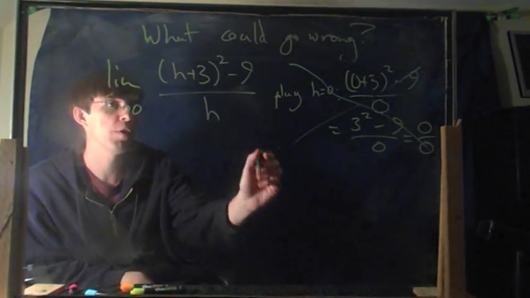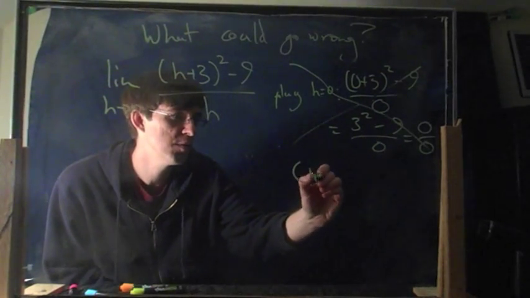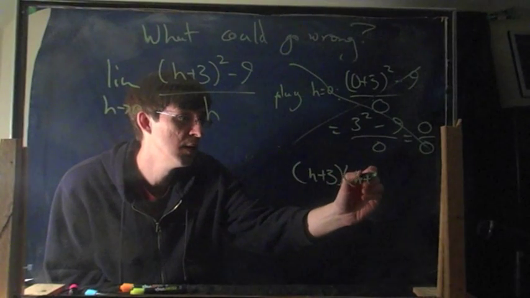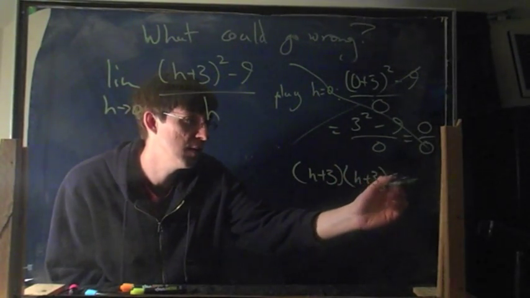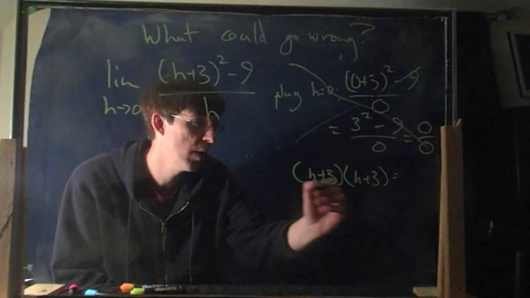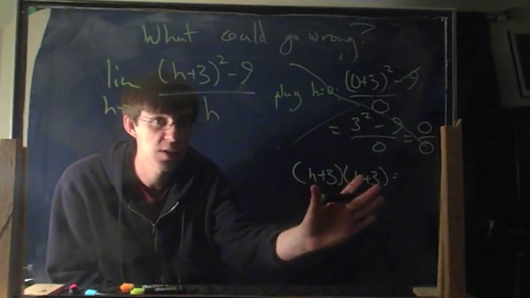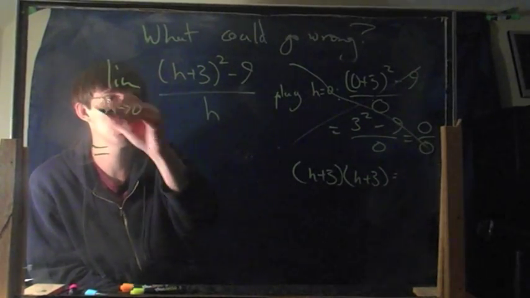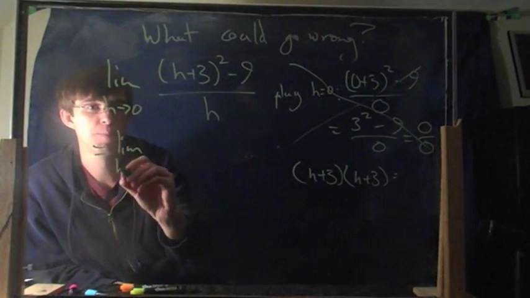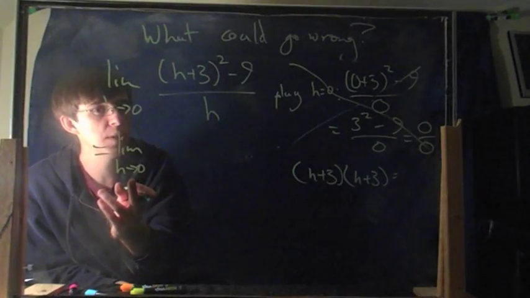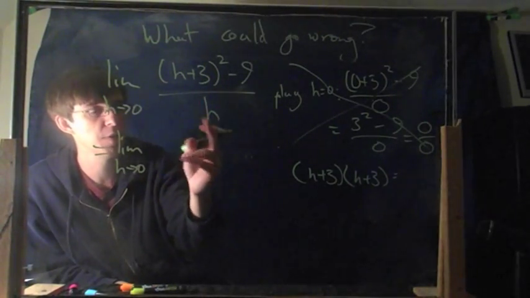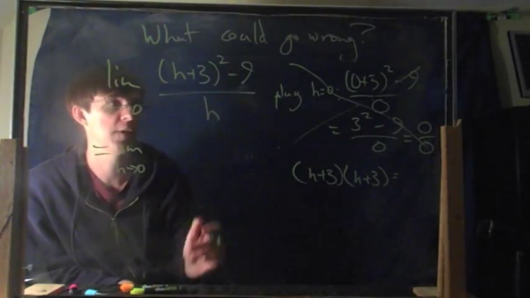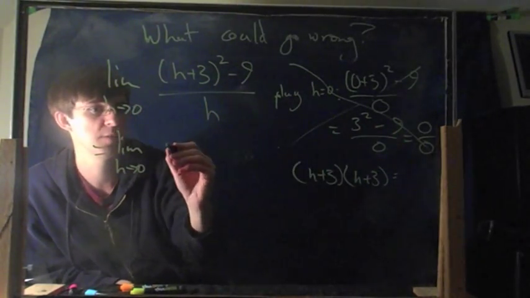You do the FOIL, right? You multiply out. H plus 3 squared would be h plus 3 times h plus 3, and you get h squared on the front. On the inside you get 3h, on the outside you get 3h. So let's do that right here. I'm not doing the limit yet. I'm just simplifying this over here. Eventually I'm going to take the limit by plugging in, but I'm not ready for that yet, because this is what happens if you try it at this point.